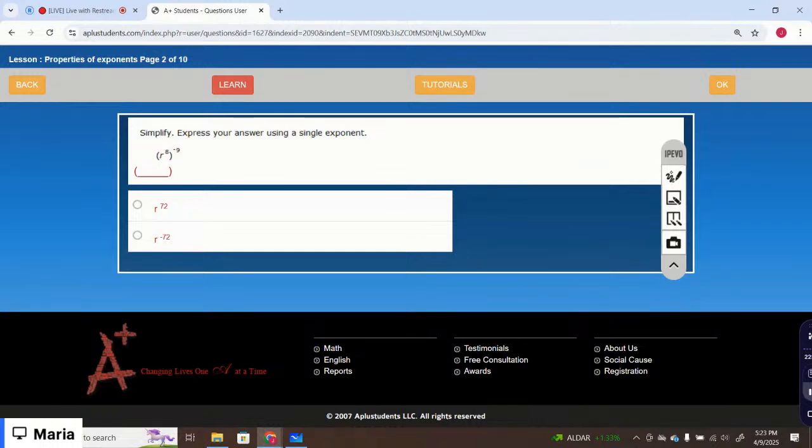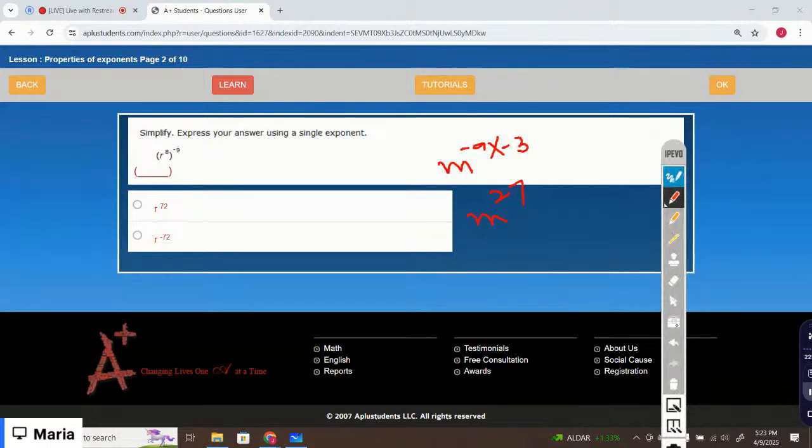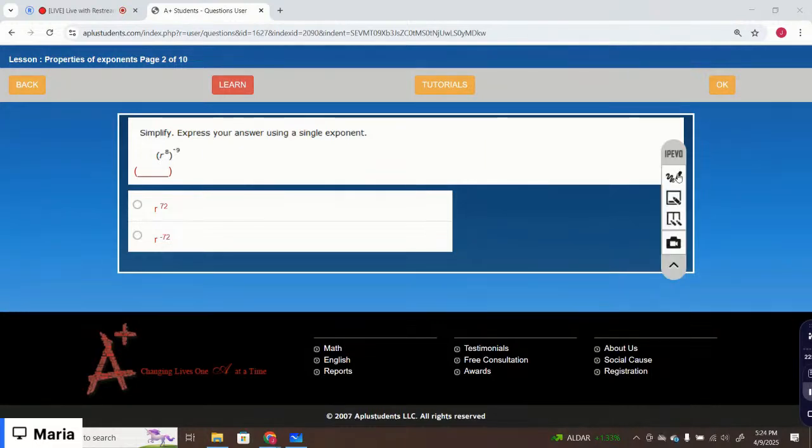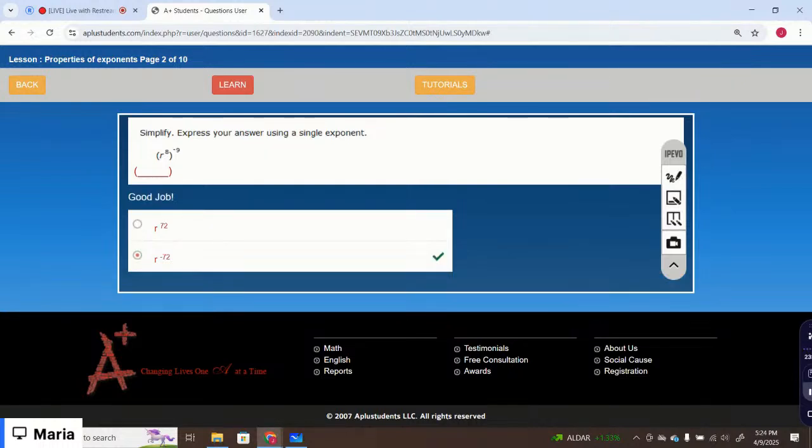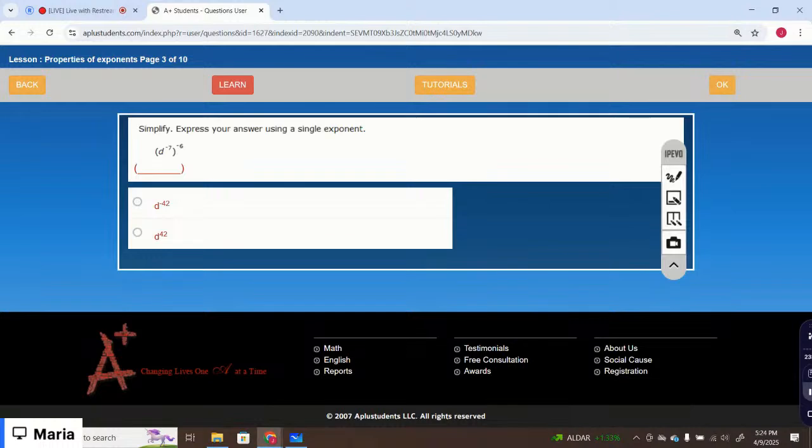Simplify. R exponent 8 exponent negative 9. So you have to multiply the exponents. That is R, 8 times negative 9. That is R exponent negative 72. Option number 2 is the correct option.